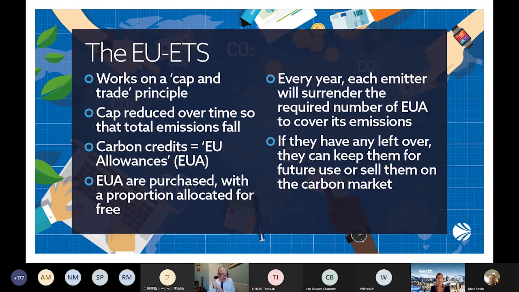The current ETS for the other industries generally works on the principle that if you've got any allowances left over, then you can keep them for future use or sell them on that carbon trading market. This option to sell leftover allowances, I don't think it's going to apply to shipping during this phase-in period, which again we'll come to pretty soon.